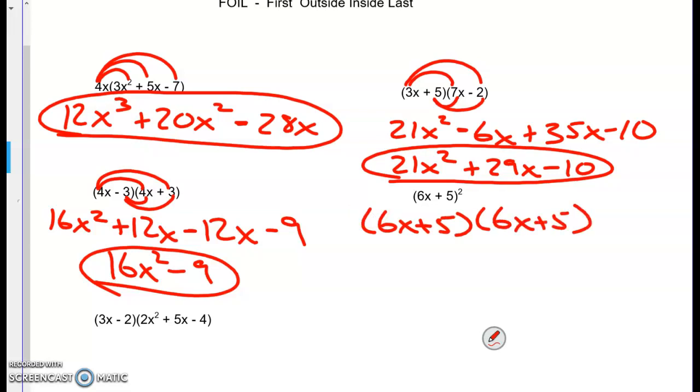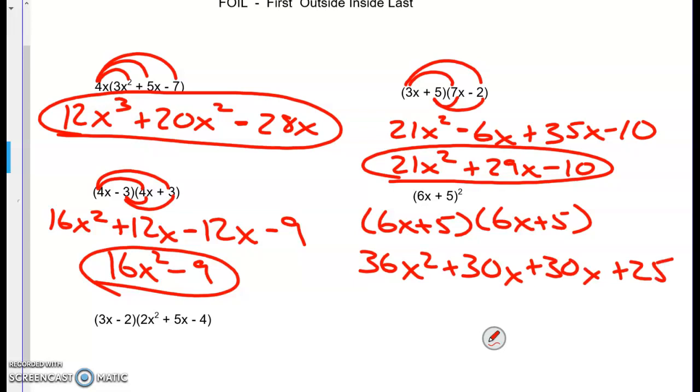Okay? And then we're doing the foiling we did on the previous problem, right above it and just to the left of it. 6x times 6x is 36x squared. 6x times 5 is 30x. 5 times 6x is 30x. 5 times 5 is 25.